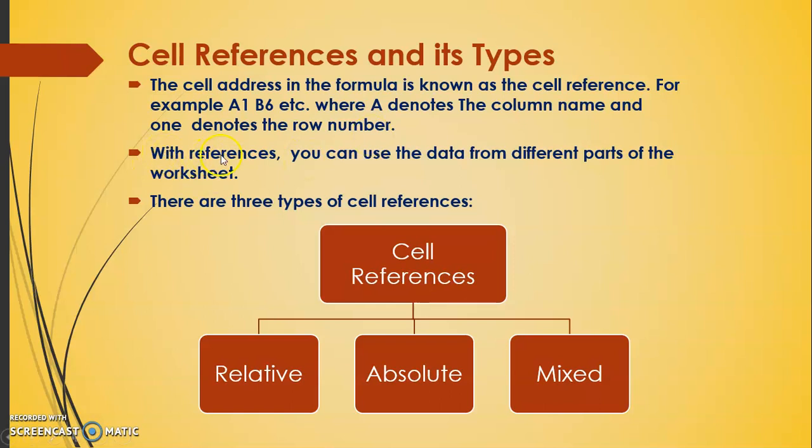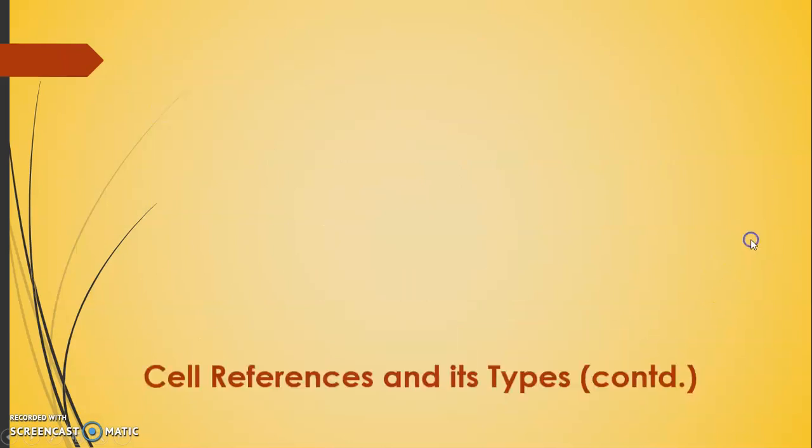With references, whichever type of reference we are giving, we can use the data from different parts of the worksheet. We need not copy the complete data; we can just simply give the cell address and that will become the cell reference for that address. Now there are three types of cell references. You can see here in this chart, the cell reference is divided into three categories: relative, absolute and mixed. Let's have a look at each one of them.